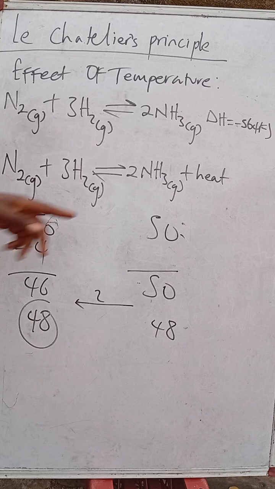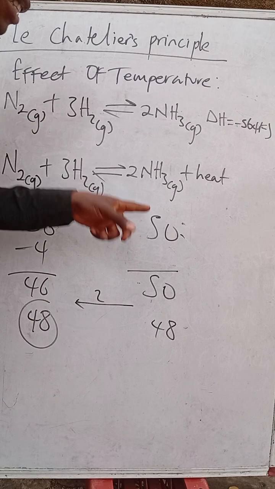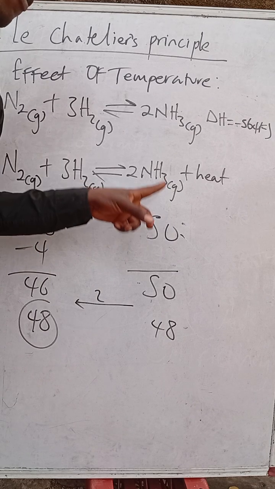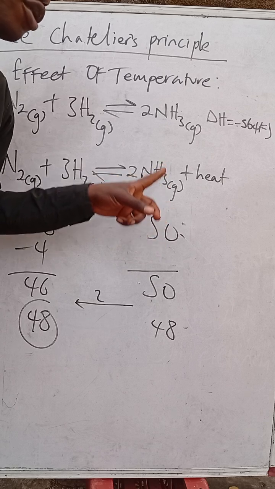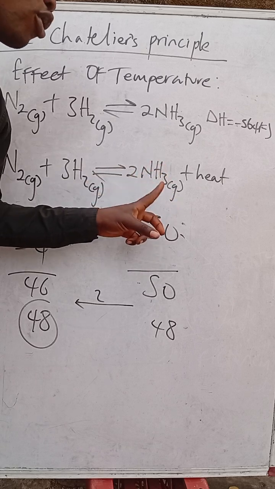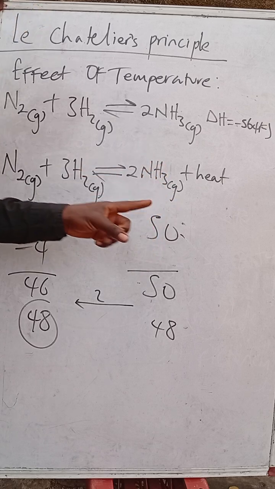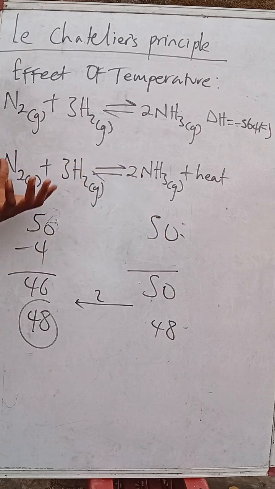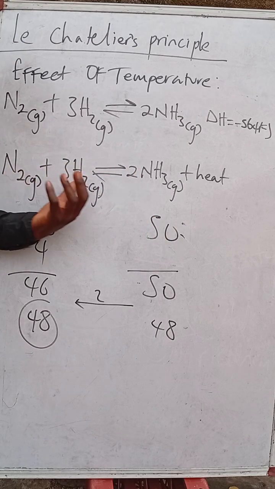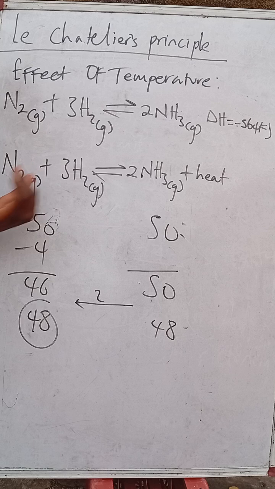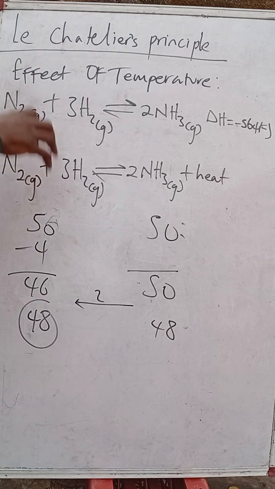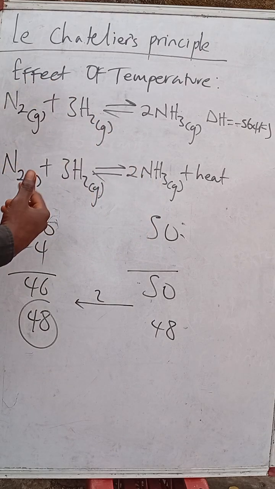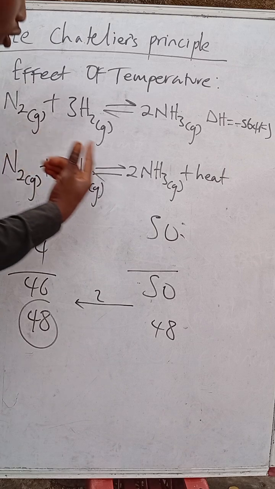So it is simple. Increasing the concentration of the product, increasing the amount of product. For this reaction, adding more NH3, we favor the production of more reactants, N2 and H2. That means shift equilibrium to the left. Adding more reactants, adding more N2 or adding more H2, we shift equilibrium to the right, favoring more products, or favoring product formation.